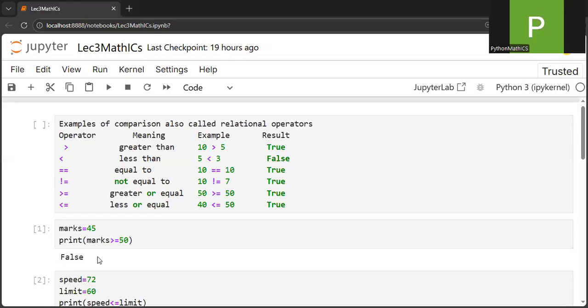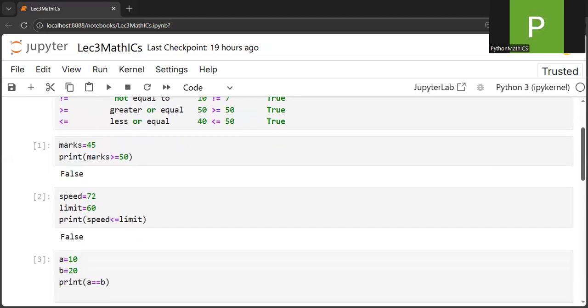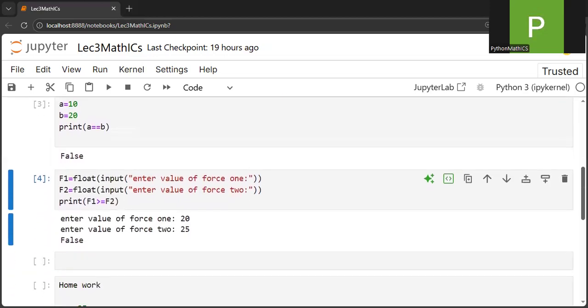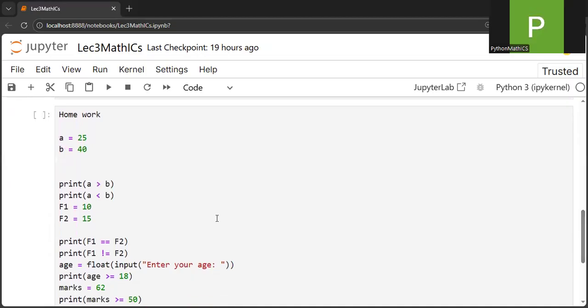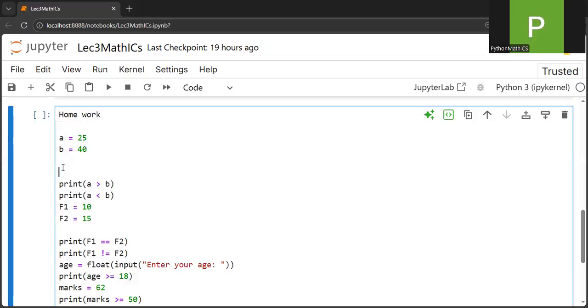So hopefully you have the idea. Now it's your turn. Solve these in your next class. These are your homework problems. You should do them so that you grasp the idea clearly.